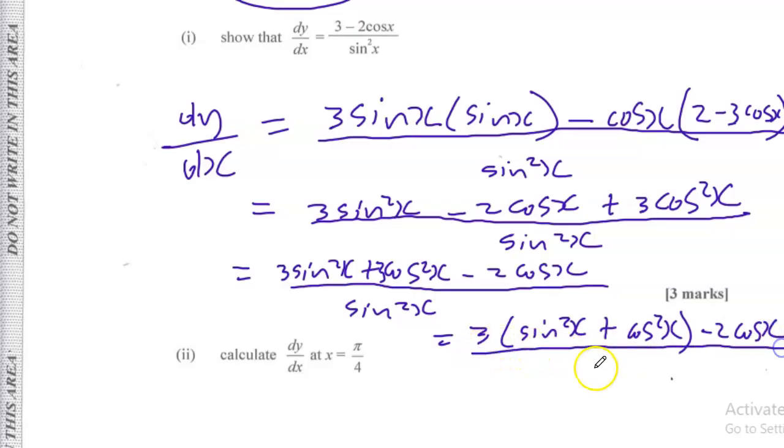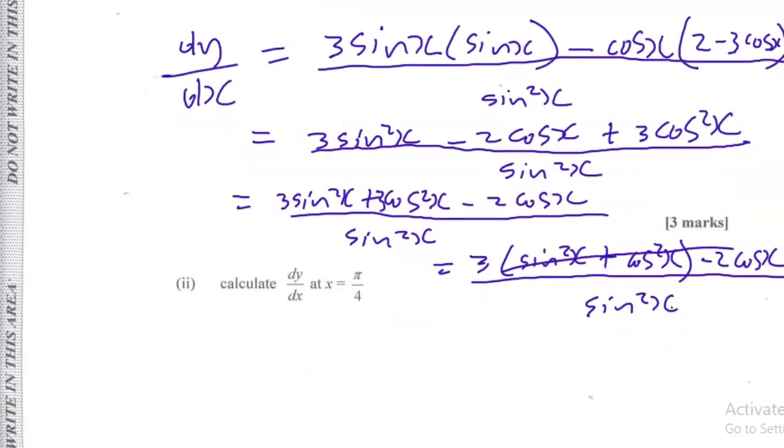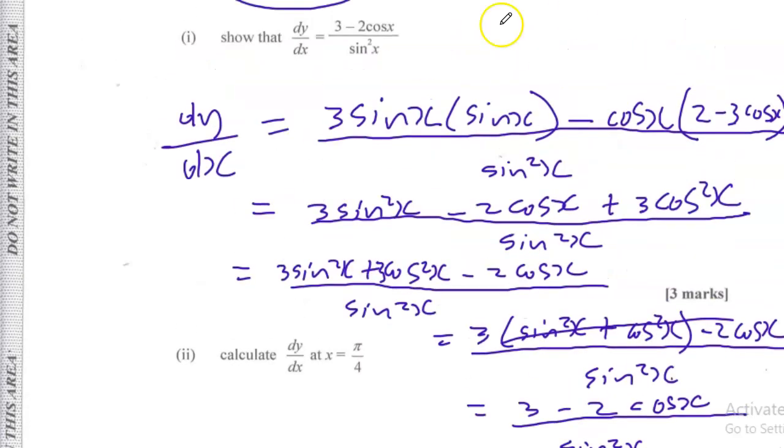over sin square x. And remember that sin square x plus cos square x is equal to 1. So that's just 3 minus 2 cos x over sin square x, which is exactly what we're asked to show.